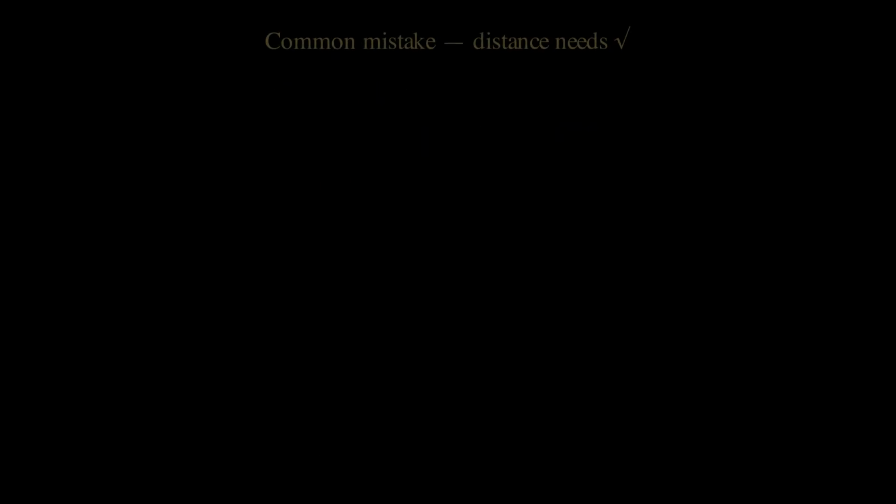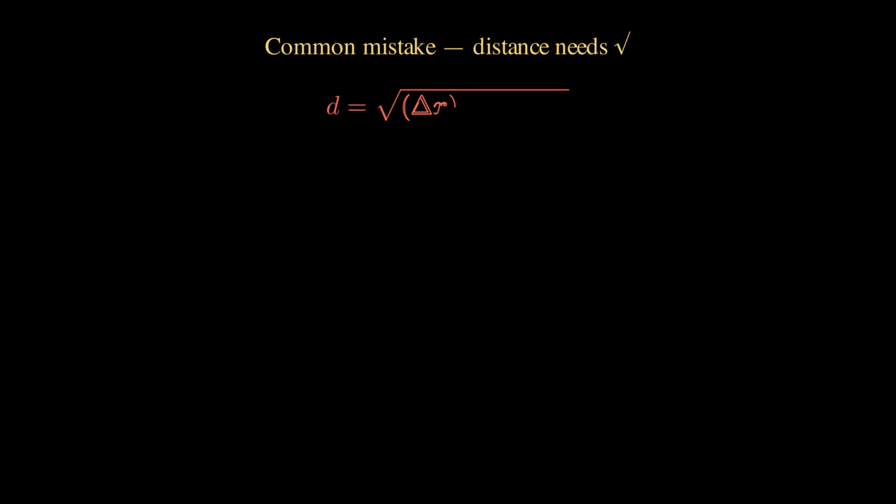Common mistake. You compute delta x squared plus delta y squared, but you stop and forget the square root. The expression inside is like c squared in Pythagoras. Distance itself is c. If your distance equals 25, but 3, 4, 5 was involved, you probably forgot the square root.